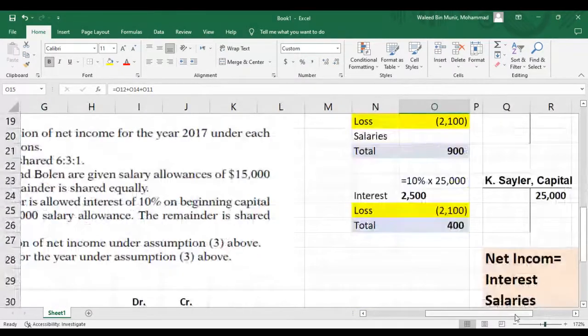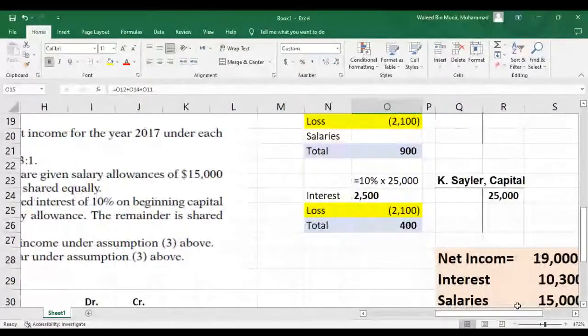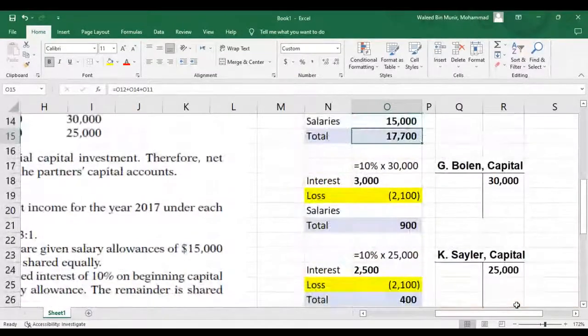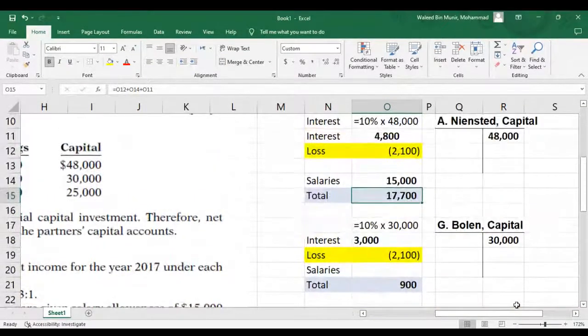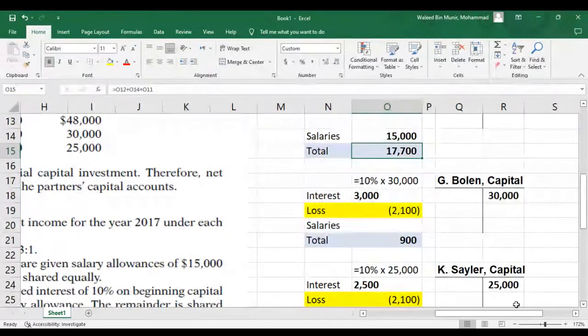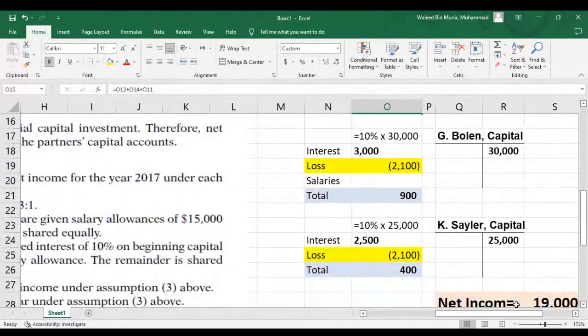I hope you can see it clearly now. Is it clear now? This is for the first one, second one, and third one.